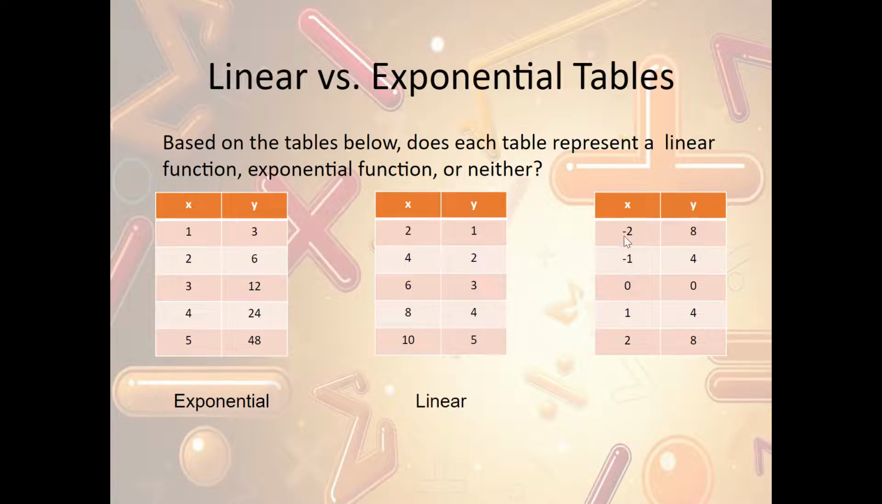Now this one says -2, -1, 0, 1, 2. So again, we're adding by 1 each time, so it could be either linear or exponential at this point. Then we go 8, 4, 0, 4, 8. So here we subtracted 4, then we added 4. So it's not a consistent pattern, therefore it's neither linear nor exponential.